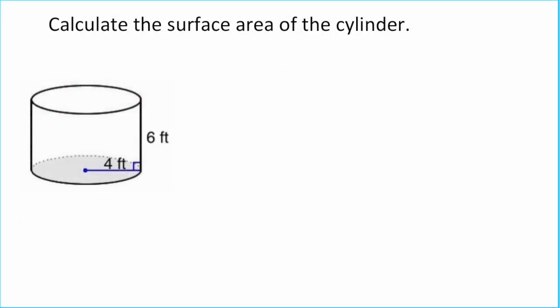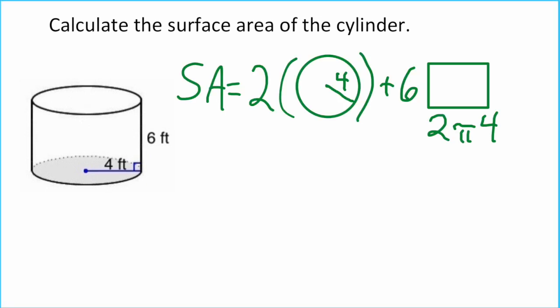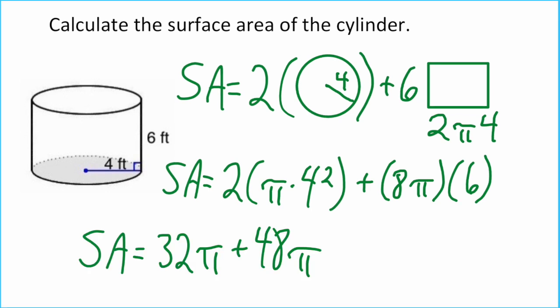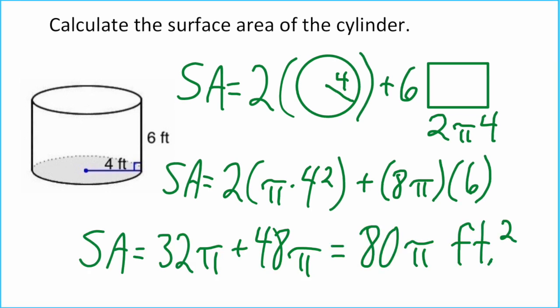All right, we have our 2 parts. We have a radius of 4 and a height of 6. We want to go ahead and draw what we have. 2 circles with a radius of 4. The height of our rectangle is 6, and the base is 2 pi times 4. Next up, we write our formulas. 2 times pi times 4 squared for the circle, and then the rectangle would be 8 pi times 6. Now we just simplify those. 32 pi plus 48 pi, and we get 80 pi square feet.